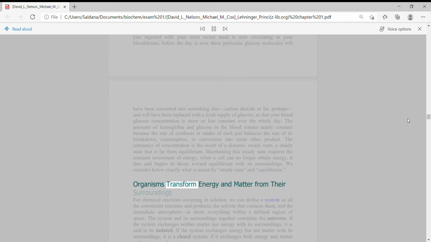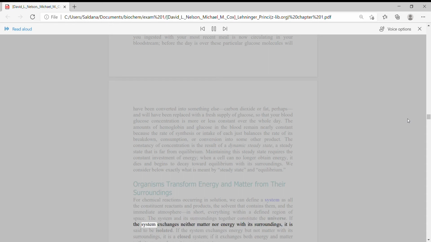Organisms transform energy and matter from their surroundings. For chemical reactions occurring in solution, we can define a system as all the constituent reactants and products, the solvent that contains them, and the immediate atmosphere, in short, everything within a defined region of space. The system and its surroundings together constitute the universe.